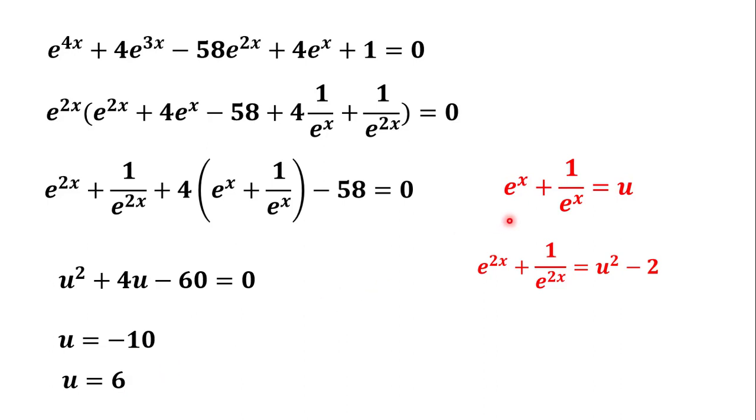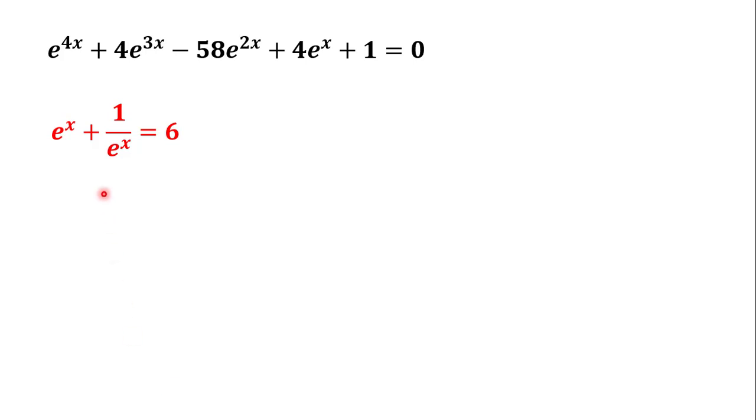Now we should let e to the power x plus 1 over e to the power x equal minus 10 and 6, but minus 10 is not our answer, because e to the power x plus 1 over e to the power x is greater than 0. So we write e to the power x plus 1 over e to the power x equals 6.